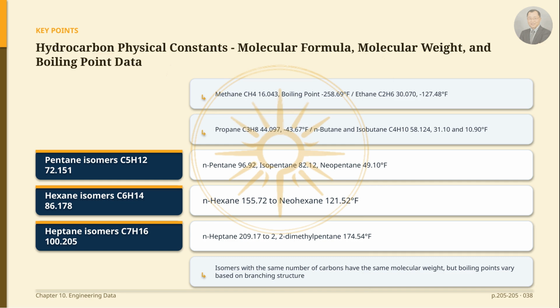Hexane is C6H14 with a molecular weight of 86.178, where N-hexane is 155.72 degrees Fahrenheit and neohexane is 121.52 degrees Fahrenheit. Heptane is C7H16 with a molecular weight of 100.205, where N-heptane is 209.17 degrees Fahrenheit and 2,2-dimethylpentane is 174.54 degrees Fahrenheit. The key point is that isomers with the same number of carbons have the same molecular weight, but the boiling point changes depending on the branch structure.